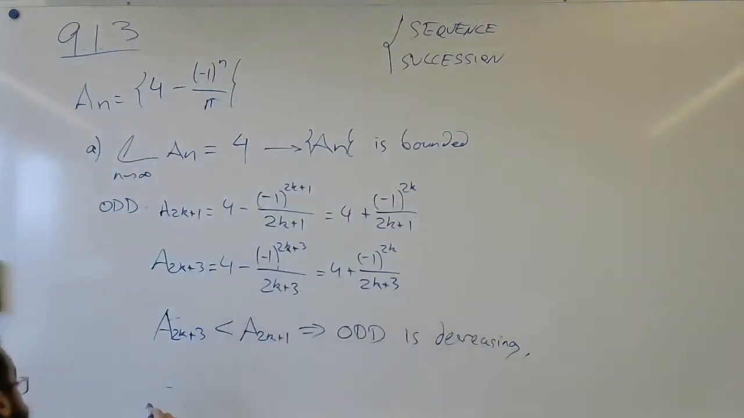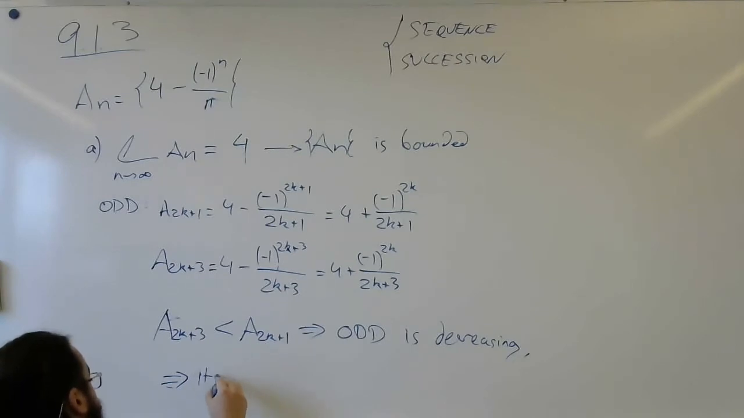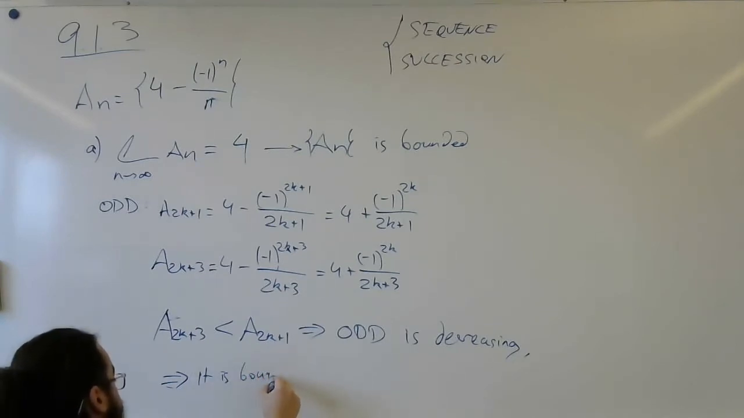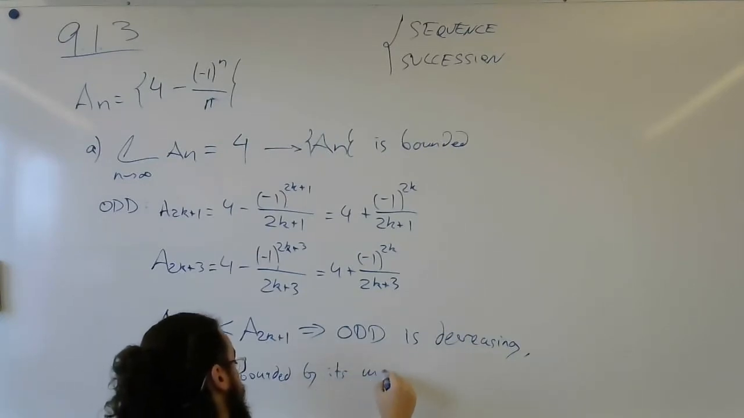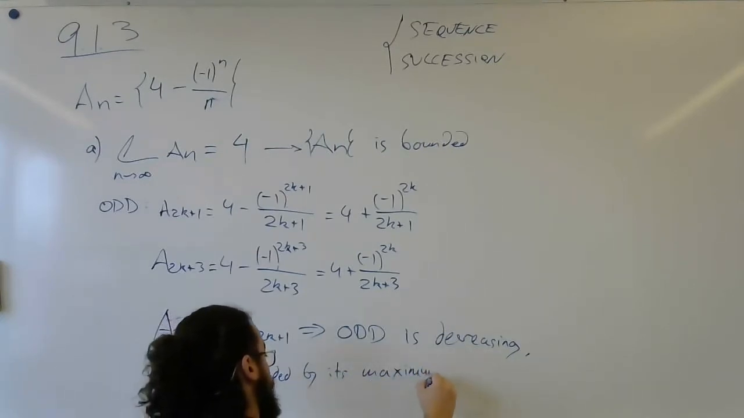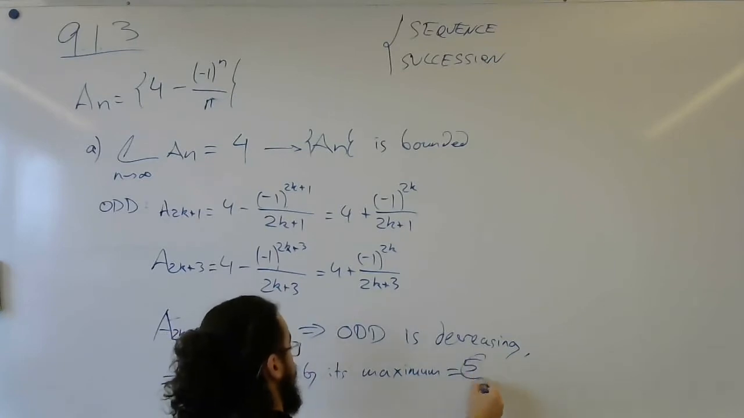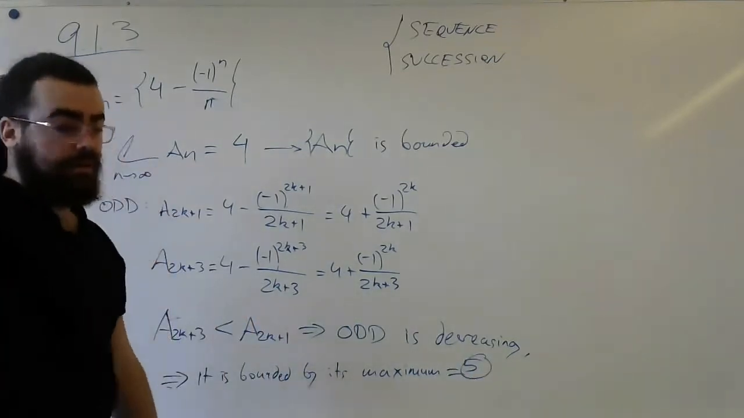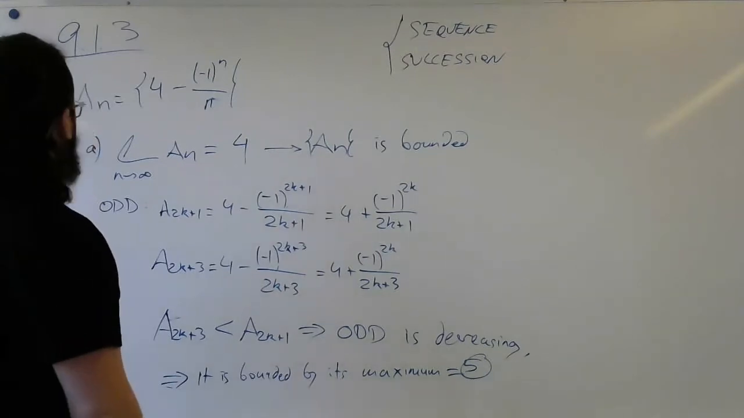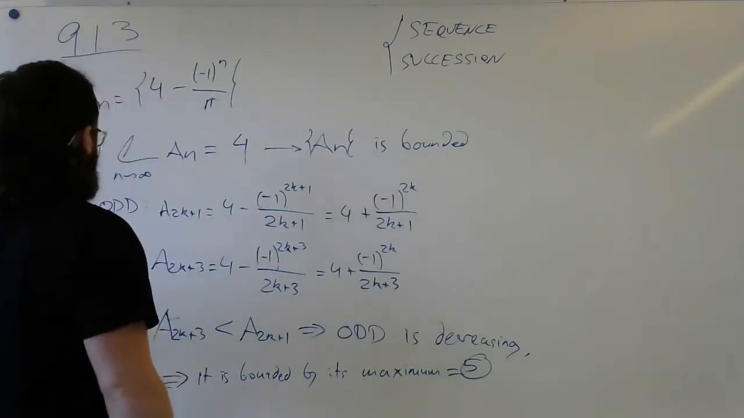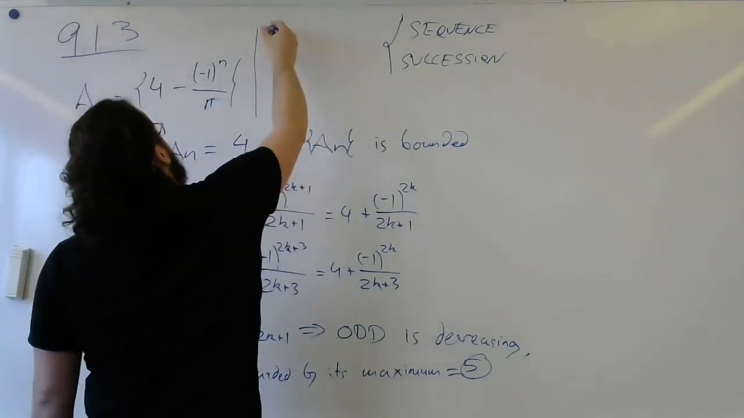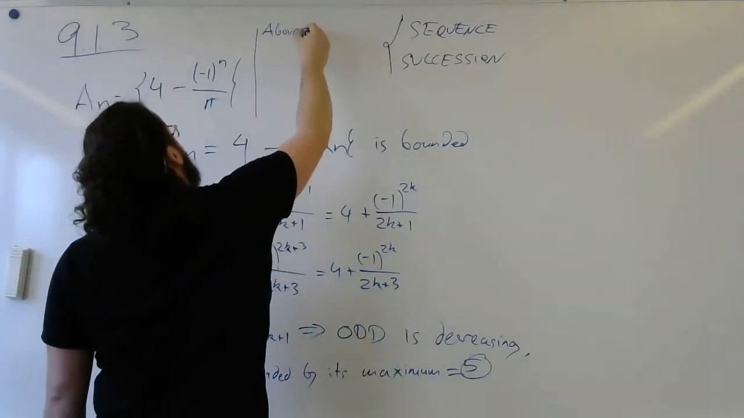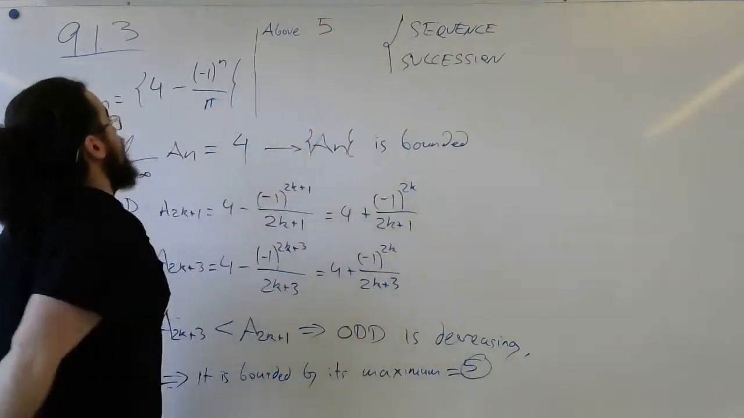Which means it's bounded by its maximum. Which is 5. Which is a sub 1. So it's bounded above by 5.